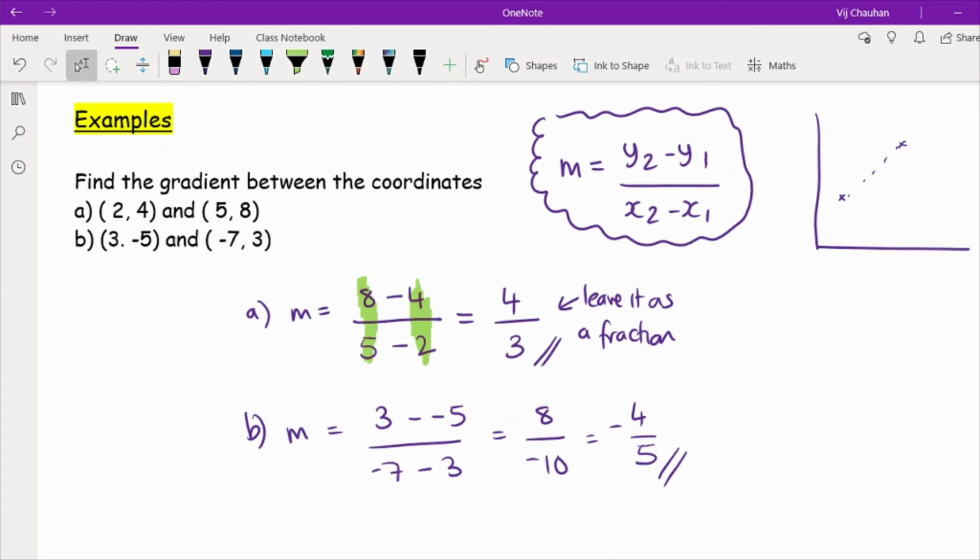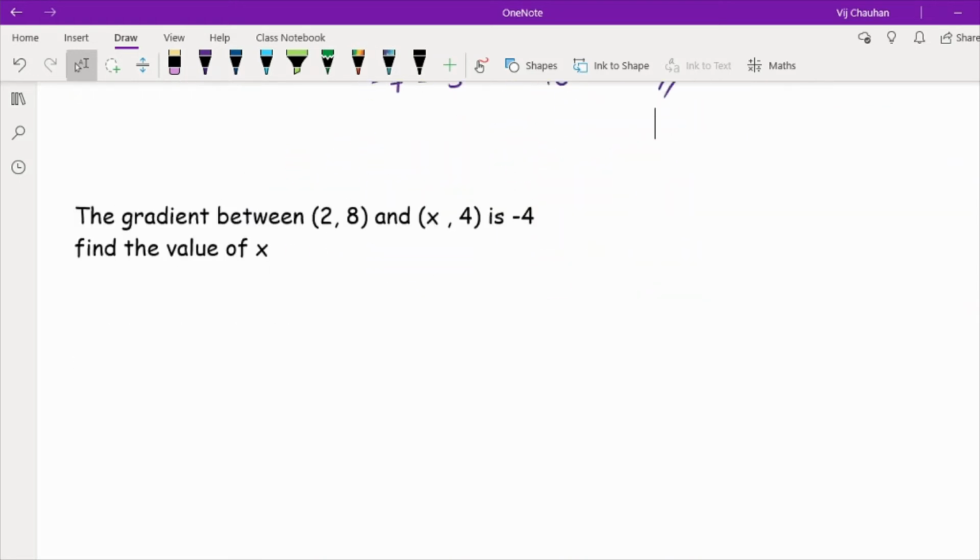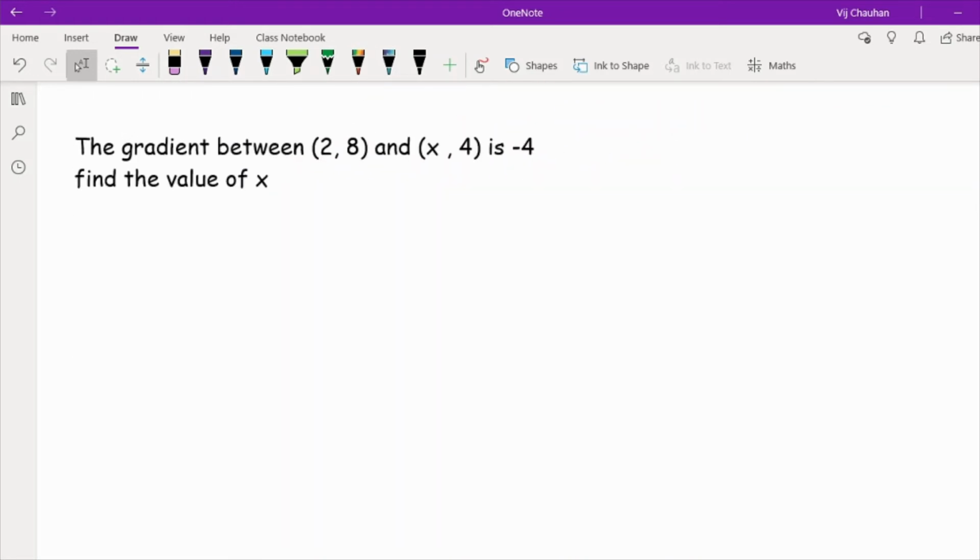Now, another type of question you could get asked is what we call reverse questions. In this particular question, we are given what the gradient is, which in this case is minus 4, and we need to work out what part of the coordinates is missing. So again, just making a quick note of the gradient formula. The more times you write it, the easier it'll become instinctive to you. So here I'm going to have this as my second coordinate, and this as my first coordinate. It doesn't really matter which one you go for, as long as you've got the coordinates in rows, that's going to be fine.